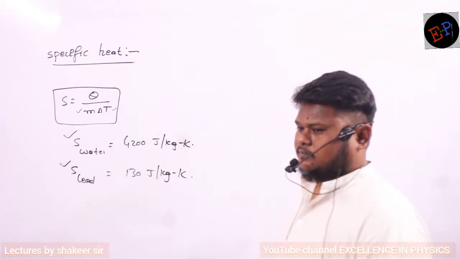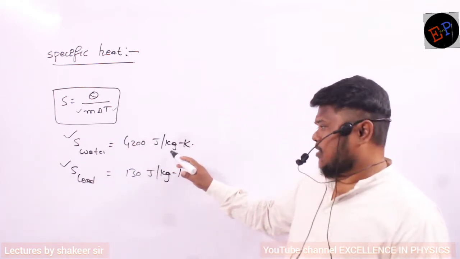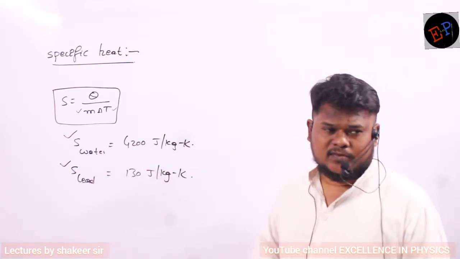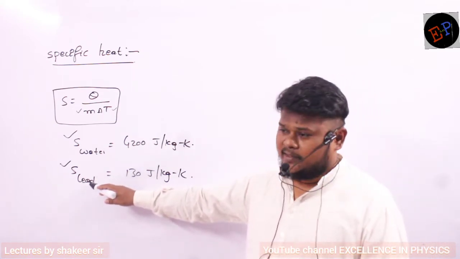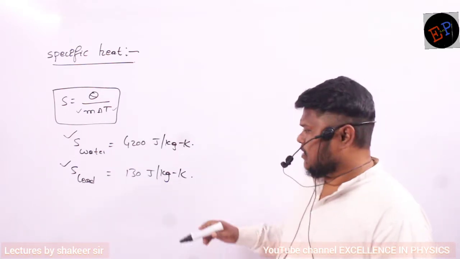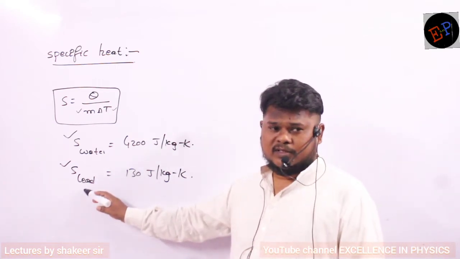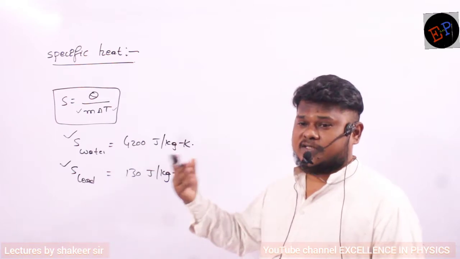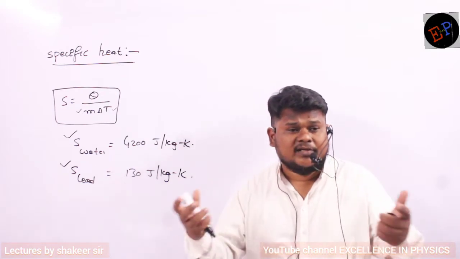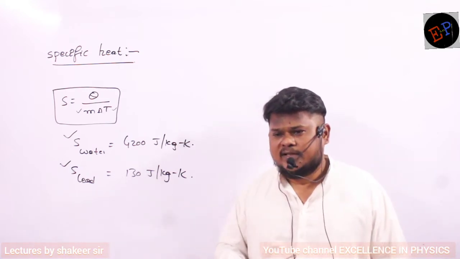To heat 1 kg of water so that I raise the temperature by 1 Kelvin, how much energy do I have to supply? 4,200. Similarly for lead, the same 1 kg, and the rise in temperature is also 1 degree, either Celsius or Kelvin, but I have to supply only 130 joules of energy. It means the specific heat of lead is very less, so lead gets heated up very fast. If I am supplying equal energy to both of them, lead gets heated to a very large temperature very soon, because its specific heat is lesser.